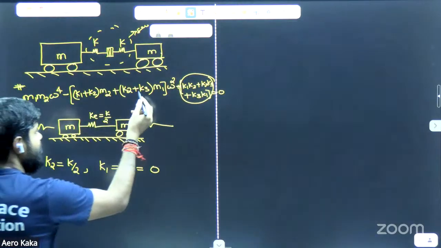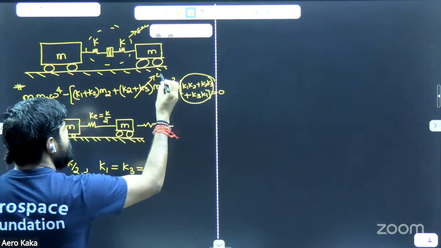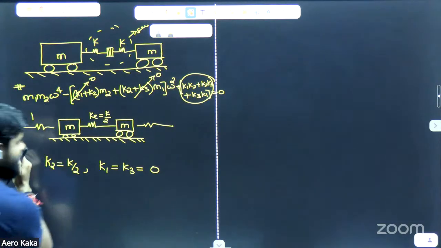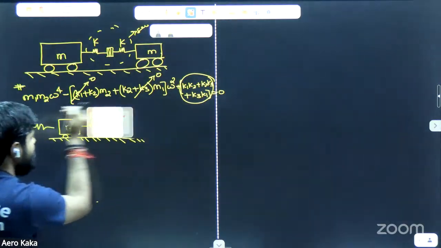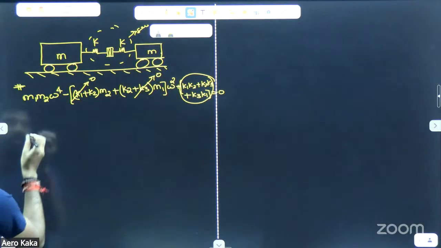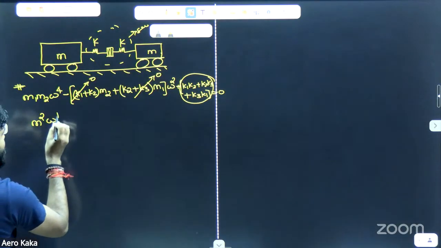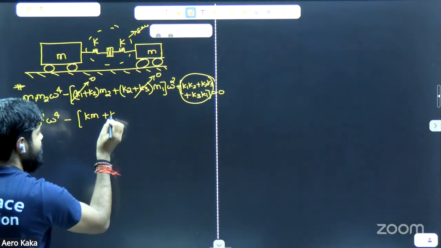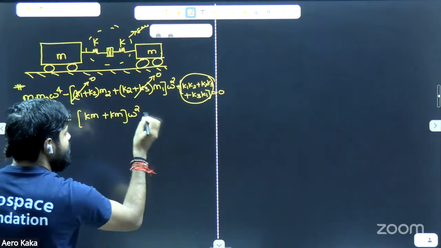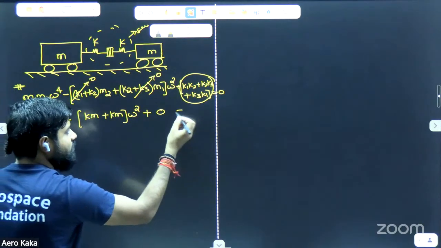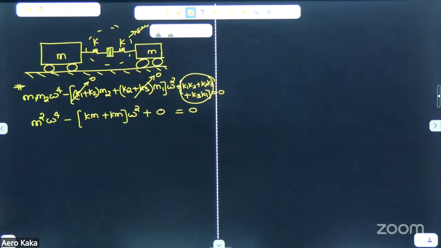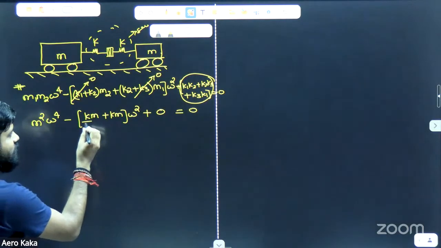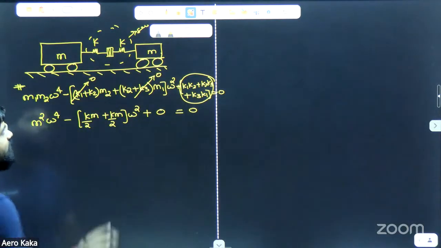One more thing, in this case, this K3 is going to be 0, right? But K2 exists. Here this K1 is going to be 0. M1 and M2 are same. So if you substitute this, we can write m square omega raised to power 4 minus how much will you get? That's Km plus Km omega square plus 0 is equal to 0. Are you getting this one? Please verify. But I think I made a mistake here, right? It should be K by 2 if I'm not wrong. Say yes or no.